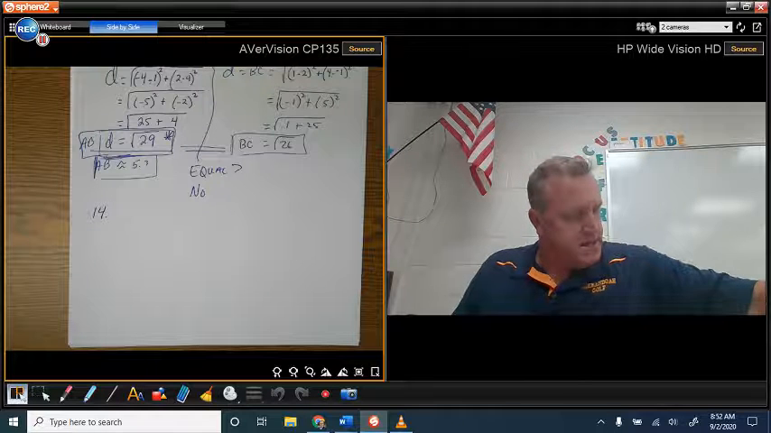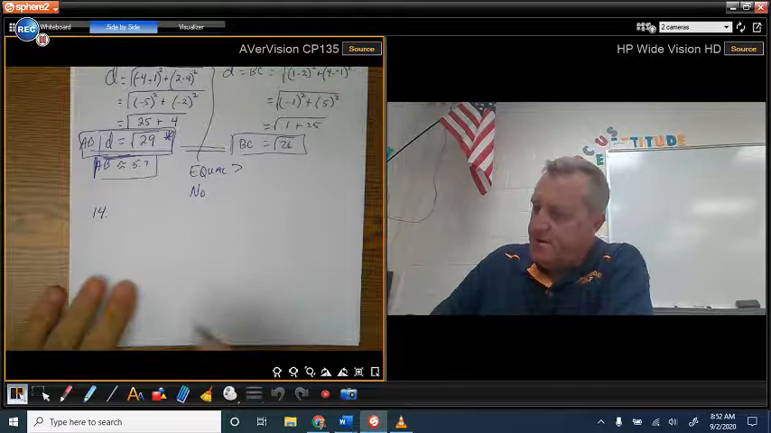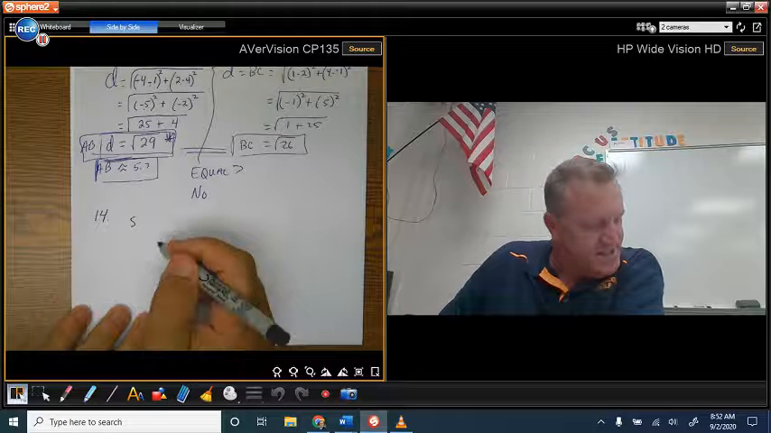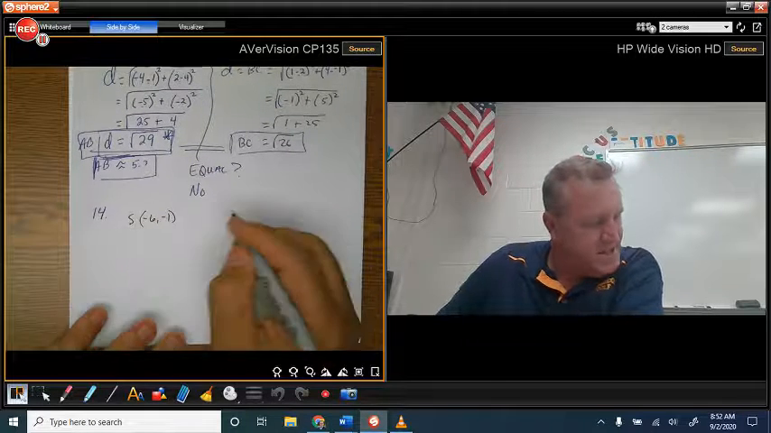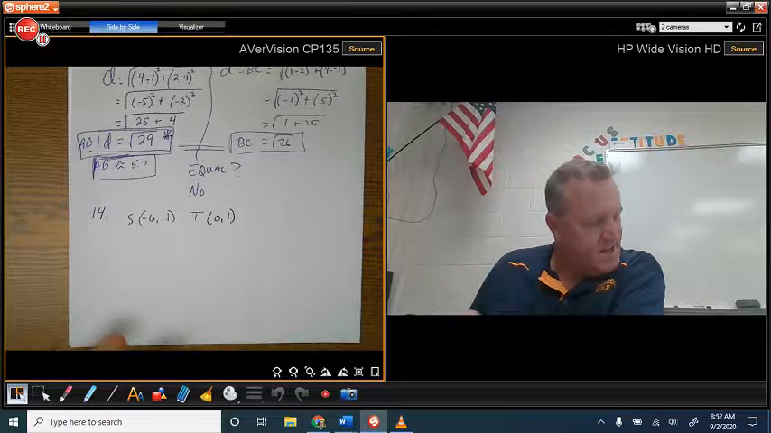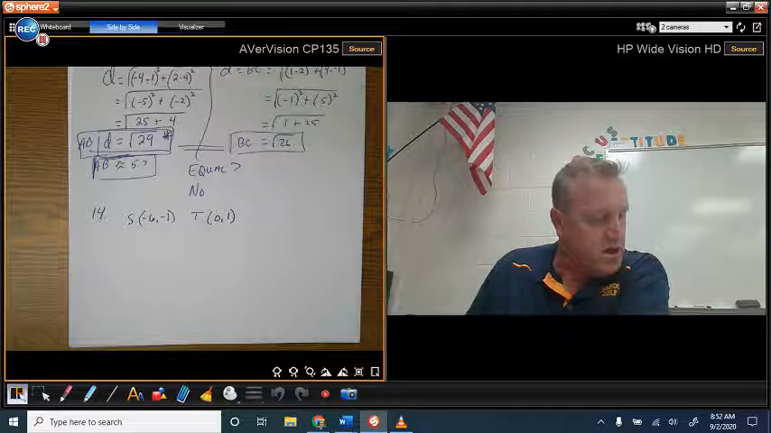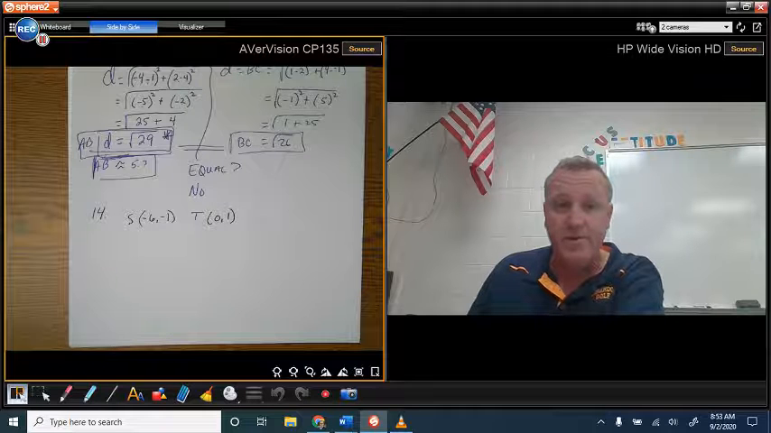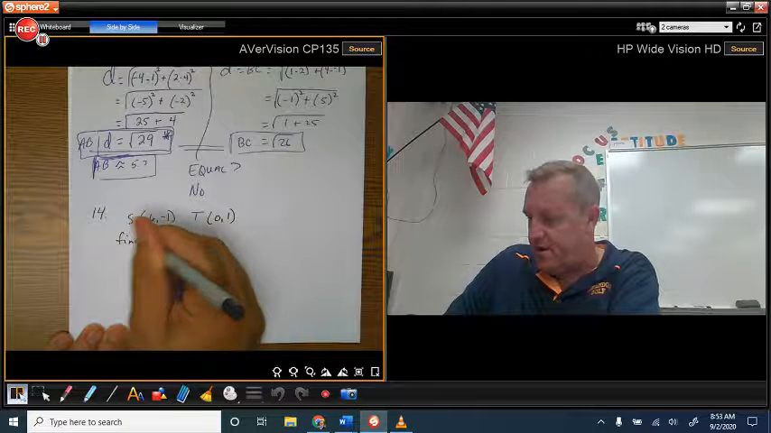Okay, so it says if ST has endpoints where S is (-6, -1) and T is (0, 1), then the midpoint M of ST lies on the x-axis. Okay, is that true? Let's figure it out. Let's find the midpoint. So essentially what we have to do is find the midpoint.